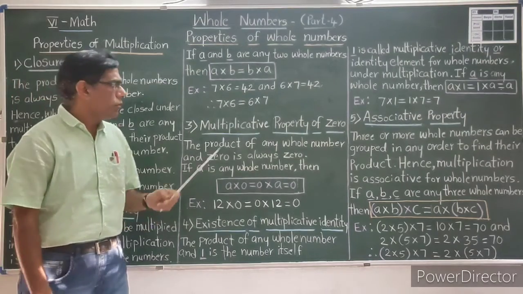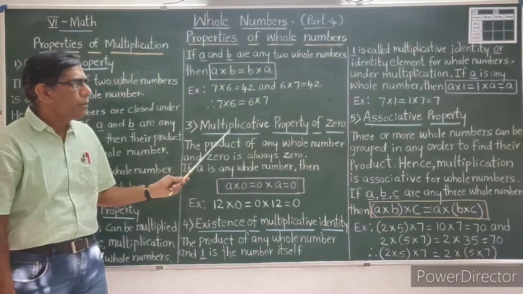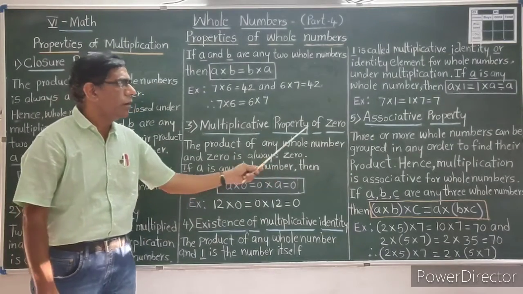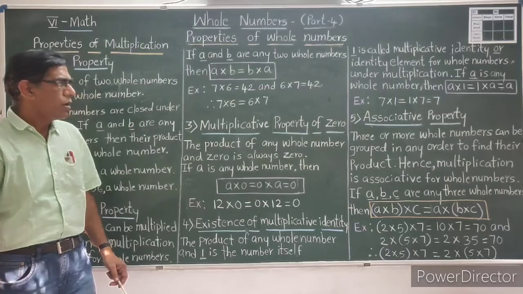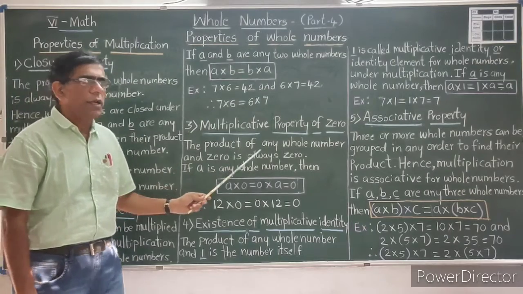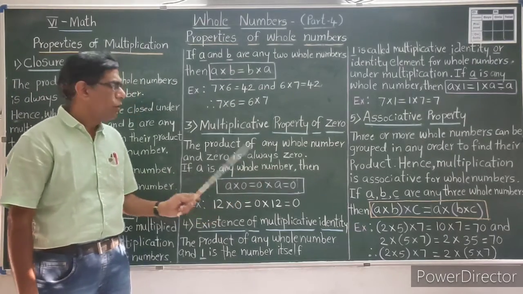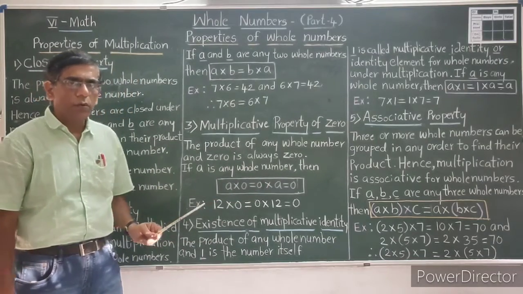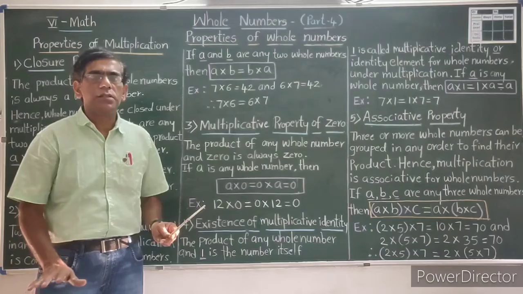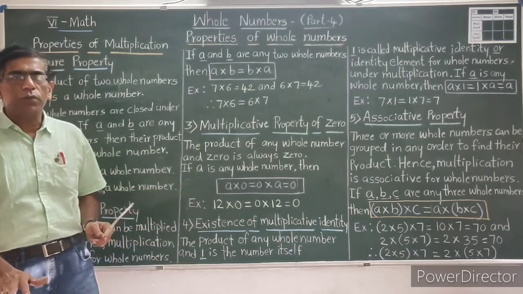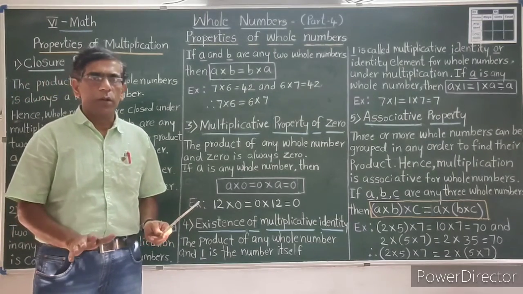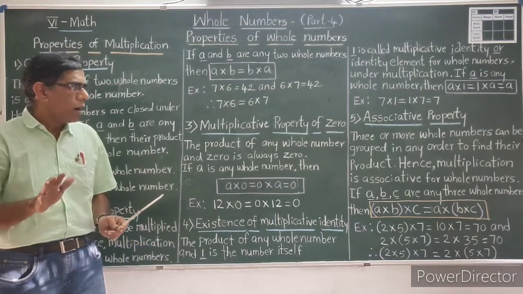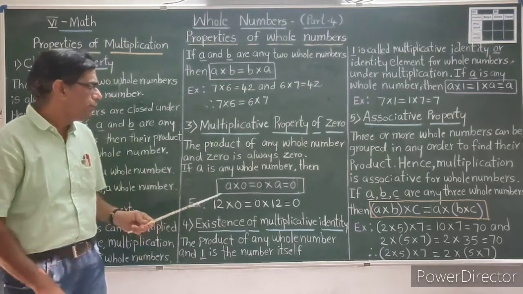Now, children, we go to the third property, that is multiplicative property of 0. The product of any whole number and 0 is always 0.